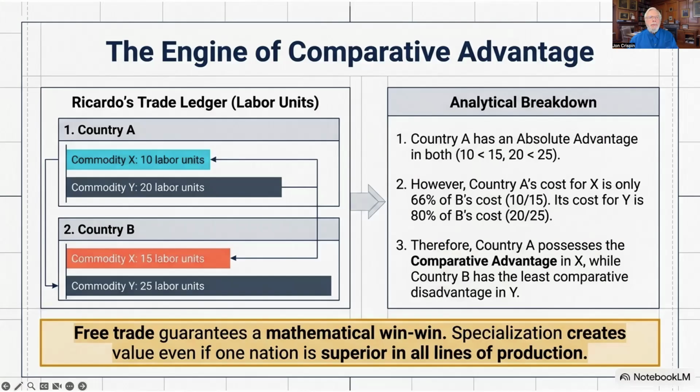And this is Ricardo's example of comparative advantage. There are two countries, A and B, producing two identical items, X and Y. X could be soybeans, Y could be coal. They're commodities.